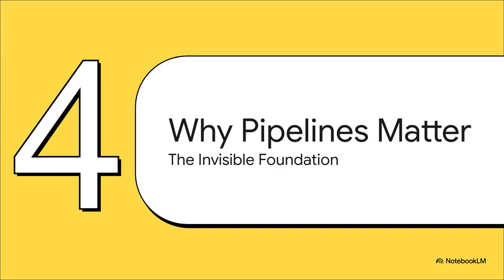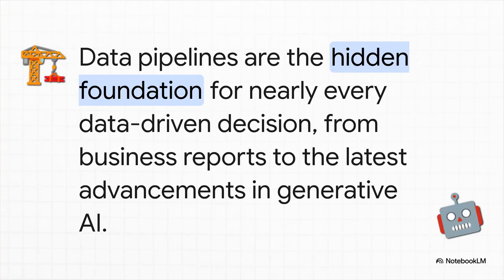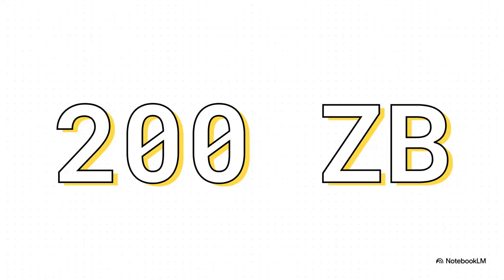Okay, so now we get the what and the how. But what about the why? Why do we even bother building these complex digital factories in the first place? Why does any of this matter? The truth is, data pipelines are the invisible infrastructure powering our digital world. Seriously, every time your streaming service recommends a new show, that's a pipeline at work. When an e-commerce site shows you products you might actually like, that's a pipeline. And those incredible generative AI models making headlines today, they are trained on massive, perfectly prepared data sets, all made possible by data pipelines.